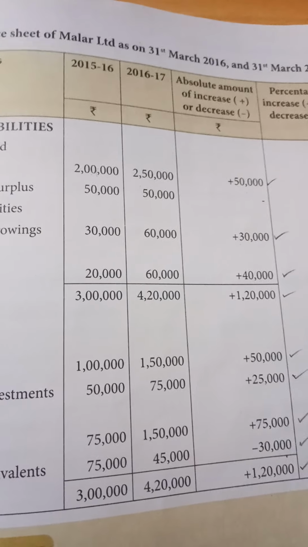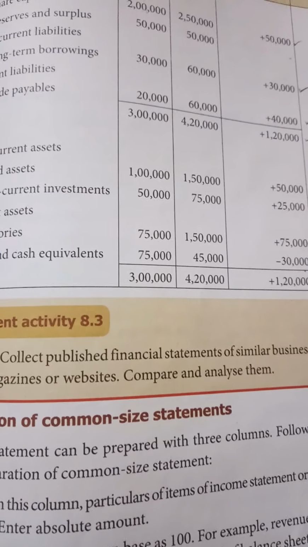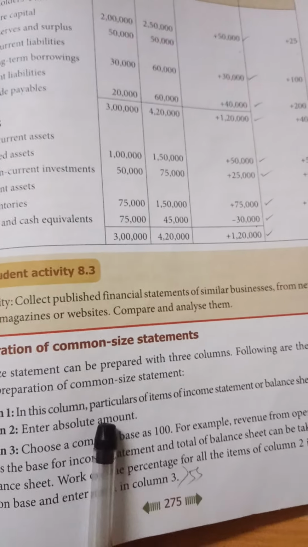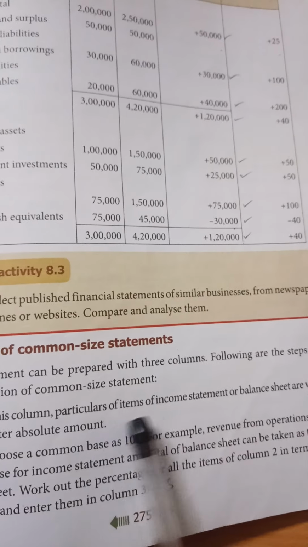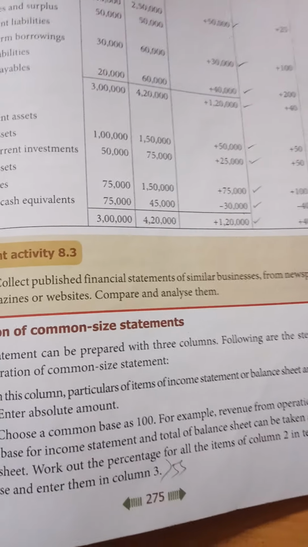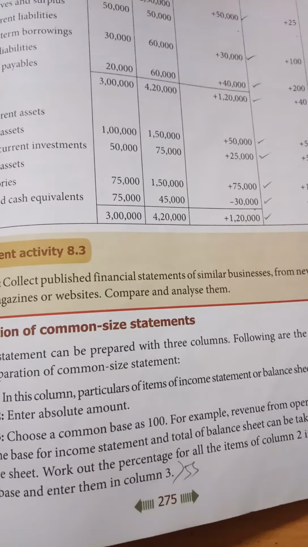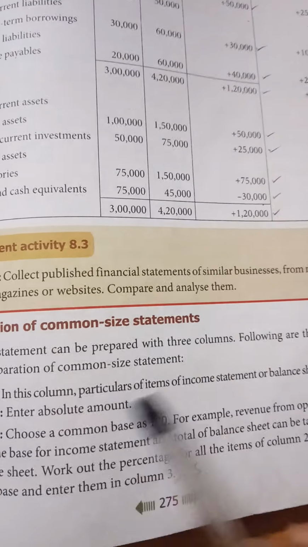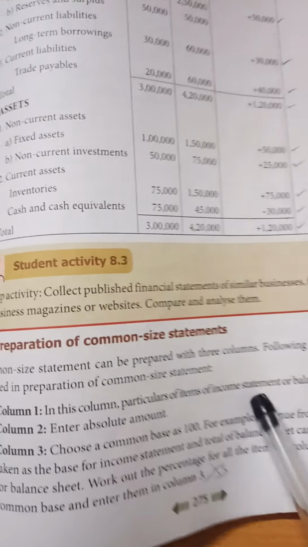The second tool that we are going to use is the common size statement. So here we are going to use only three columns. The first column will be whatever the income statement or balance sheet information is. That is, you can have any number of accounts in the income statement and the balance sheet, so that particulars will be your first column.